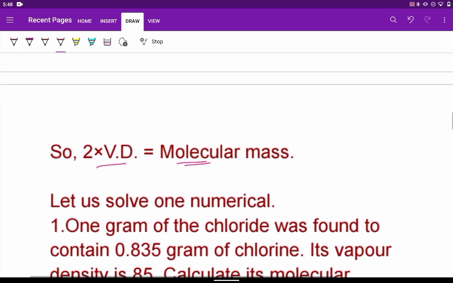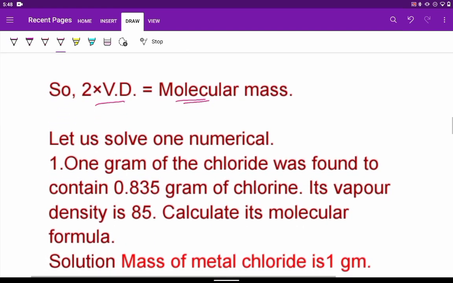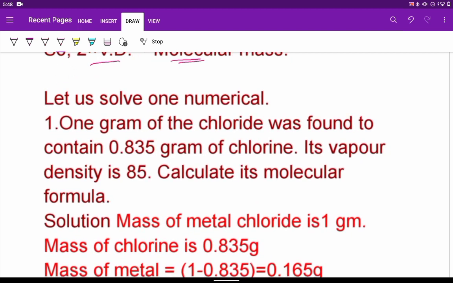On this basis, let us solve one numerical. Let's say it is given that 1 gram of the chloride was found to contain 0.835 grams of chlorine. Vapor density is 85. So it's a chloride of some element, and 1 gram of that chloride was found to have 0.835 gram of chlorine. Vapor density is given as 85. We have to calculate the molecular formula.